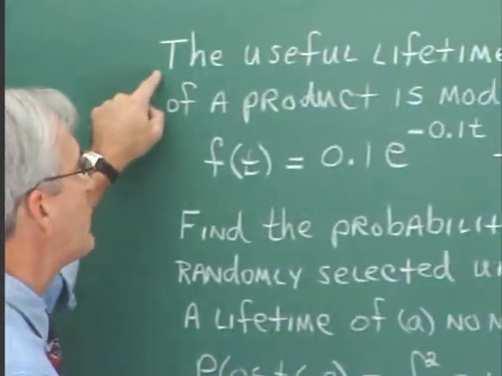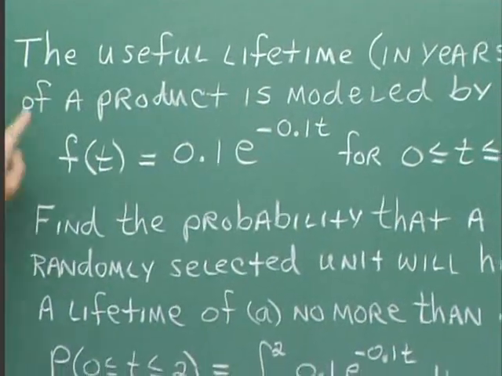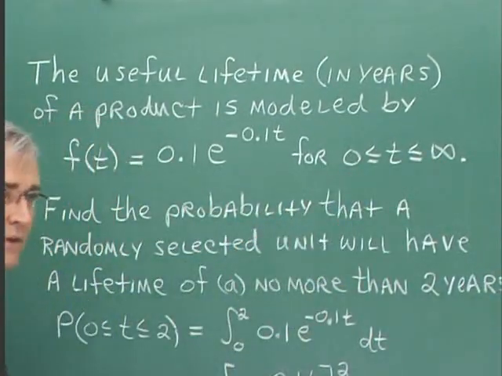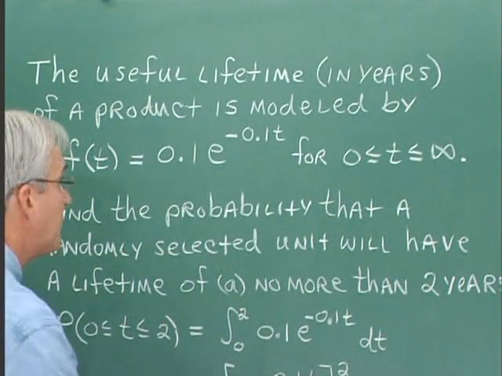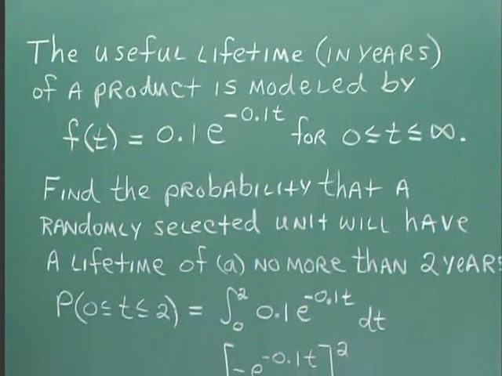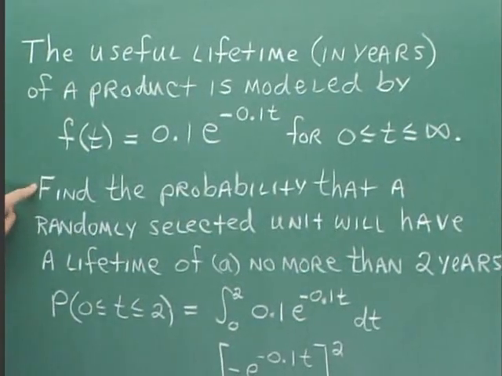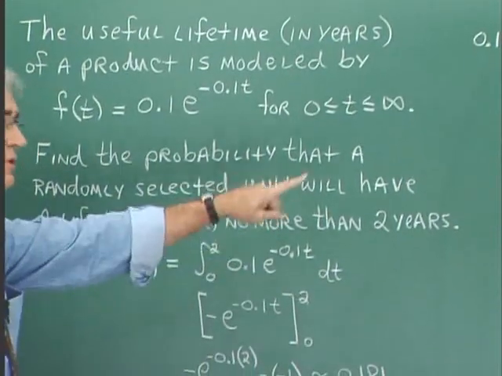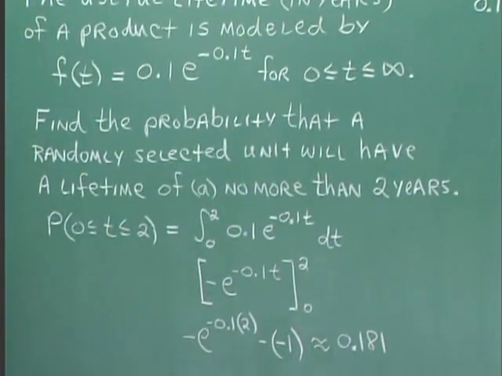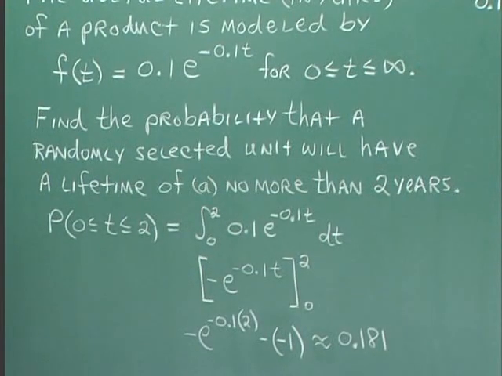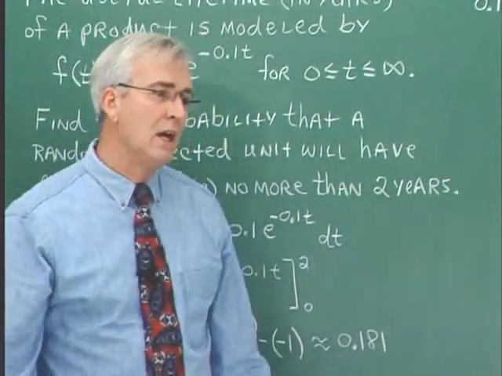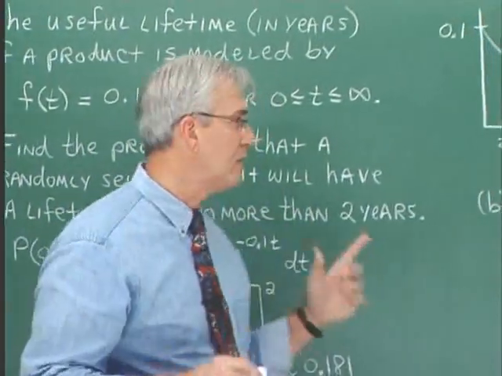Consider this problem. It says the useful lifetime in years of a product is modeled by this equation for t between 0 and infinity. Now, this function we had a little bit ago, and we showed that it is a probability density function. We want to find the probability that a randomly selected unit will have a lifetime of no more than 2 years. By the way, this lifetime function situation might apply to a product like an automobile or a toaster or an air conditioner or something like that. But at any rate, let's look at it graphically and see what we're figuring out.